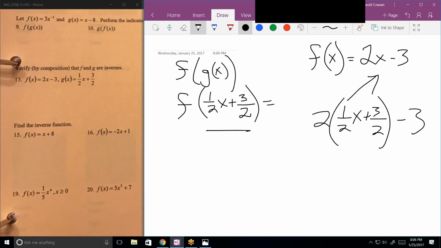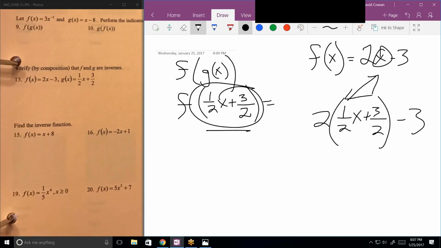In other words, just because it's a complicated thing over here on the left doesn't mean it's harder to do. It's very simple. It's very straightforward. Whatever is in these parentheses goes in wherever you see x on the right side of the function. Notice that that's what is going on between those two. All I've done is where I saw x, I plugged in this 1/2 x plus 3/2.